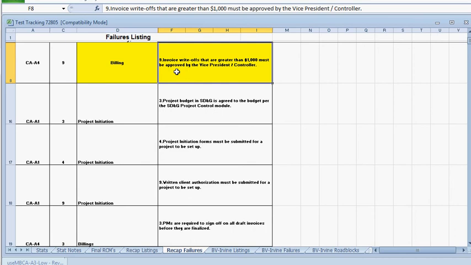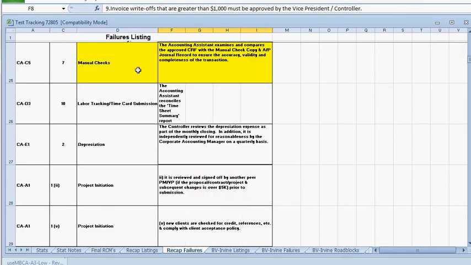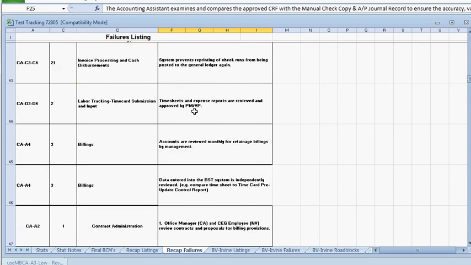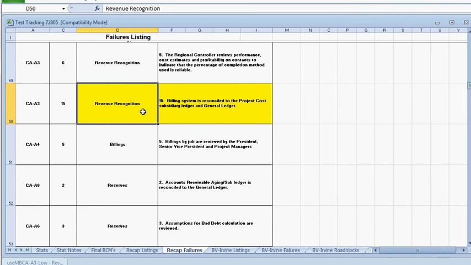Here, invoice write-offs greater than $1,000 must be approved by the vice president. That's the controller or whoever's in charge. And that always has come up, where in the billing area you don't get flagged for that kind of specification. Manual checks is another thing that has come up, where the accounting system examines, compares, and approves the CRF with the manual check copy in an accounts payable record journal to make sure of accuracy. And the AP journal record has to be looked at and double checked for that manual check itself, or reconciliation won't match. Revenue recognition is another area where the billing system is reconciled to the project costs subsidiary ledger and the general ledger, not just the general ledger, but the project cost and subsidiary ledger also has to be looked at.